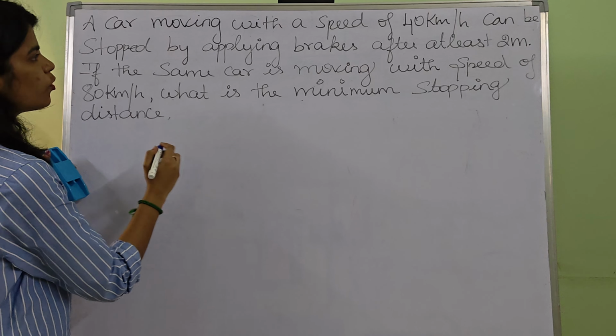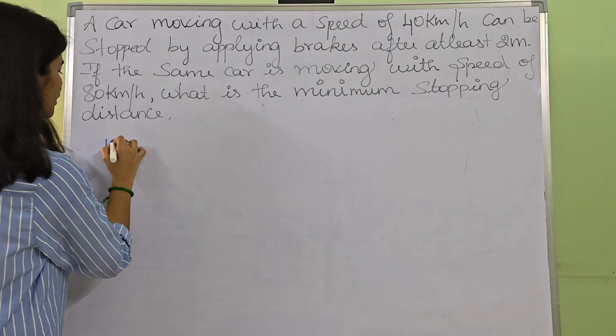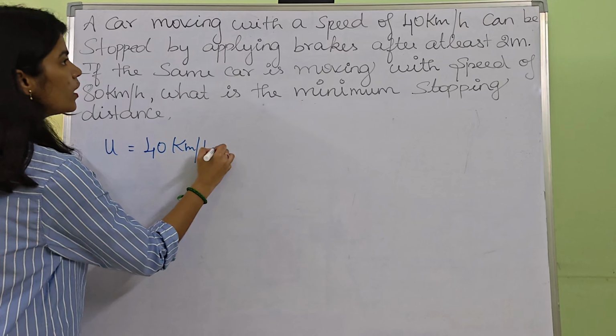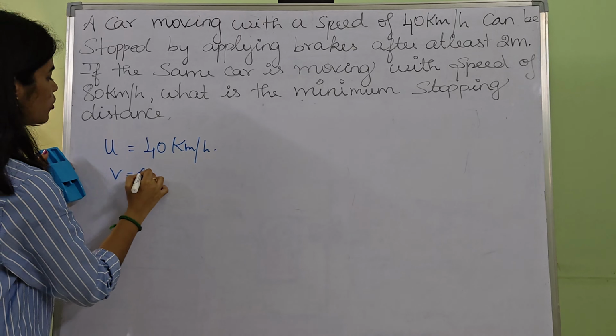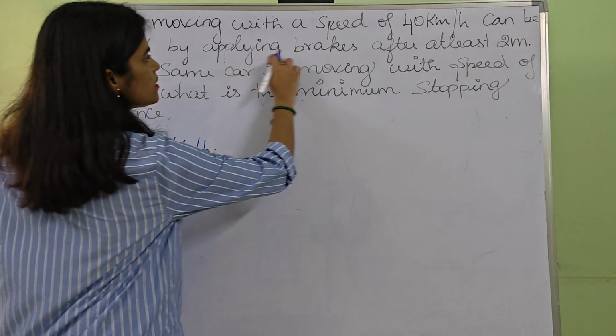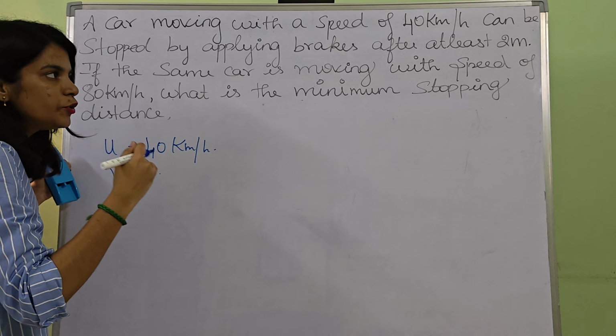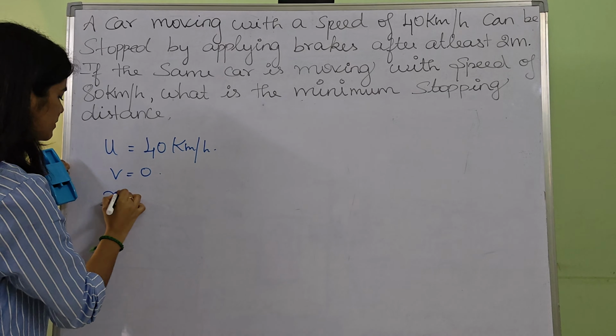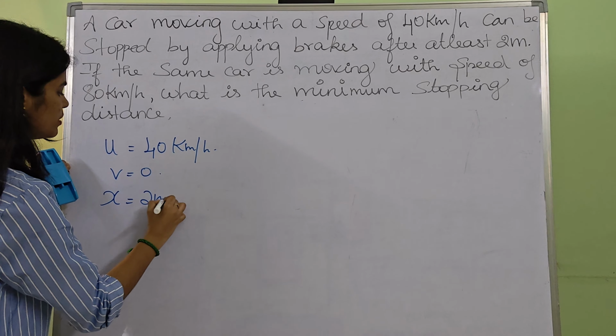Okay. So first, what they provided: a car moves with the speed u, that is the initial velocity, 40 km per hour, and can be stopped, so the final velocity will be zero, by applying brakes after at least 2 meters. So this sense is very important. After it covered 2 meters, then we are applying the brake to stop the car. So the minimum stopping distance is 2 meters.